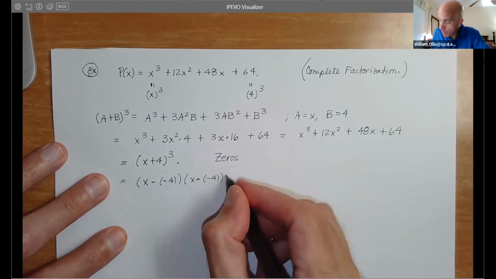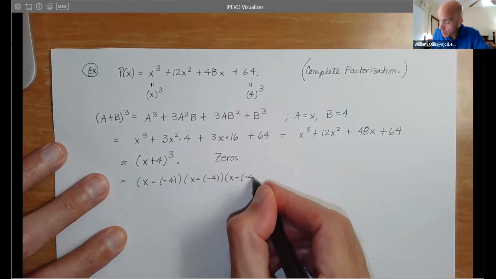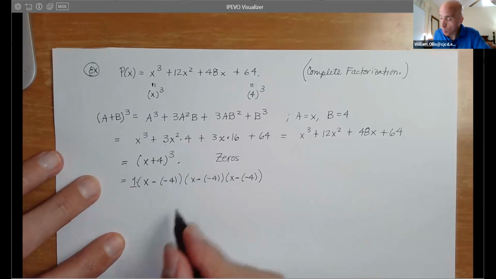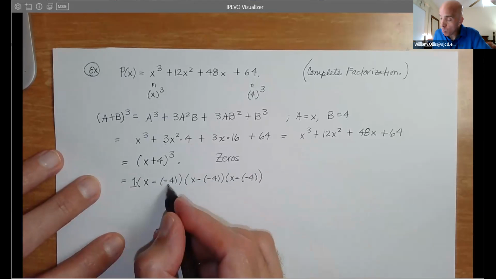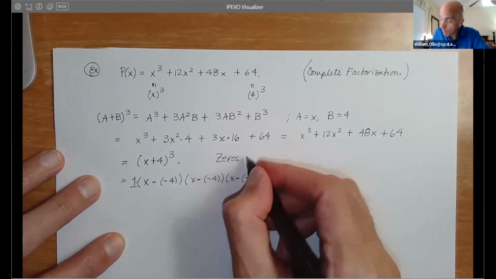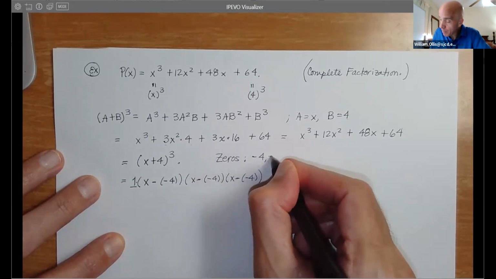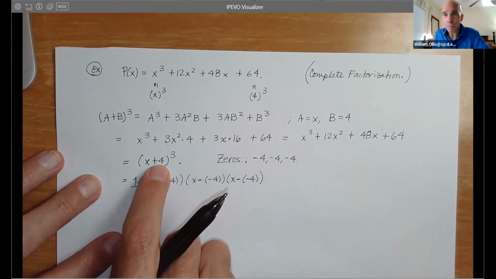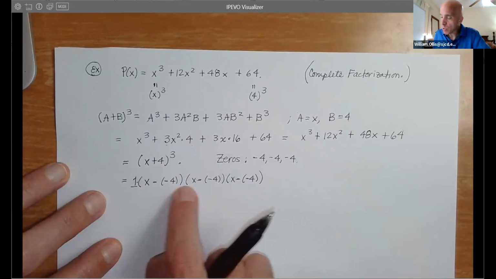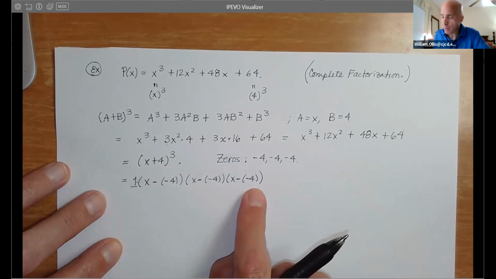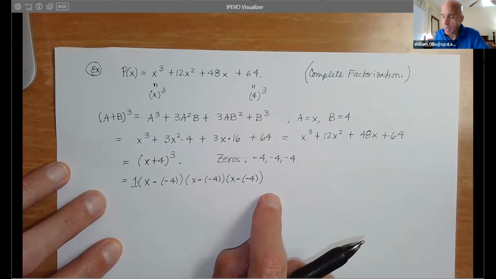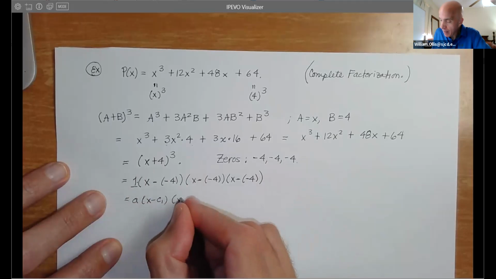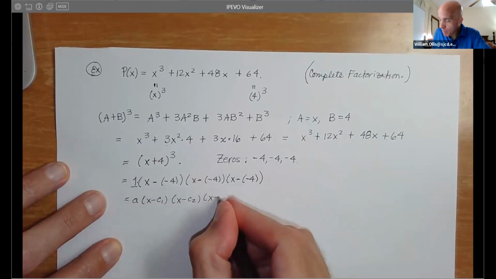I'm just doing this to emphasize the fact that you can always do this. And we've got the 1 out front, which is kind of the token 1. So here, all the c1, the c2, and the c3 are all -4. So we say zeros -4, comma -4, comma -4. And there's our factorization right there, which is completely fine. Or if you just want to remind yourself that this is what we have, if they were all distinct, we would have to go this route. But again, this is the a, x minus c1, x minus c2, x minus c3.